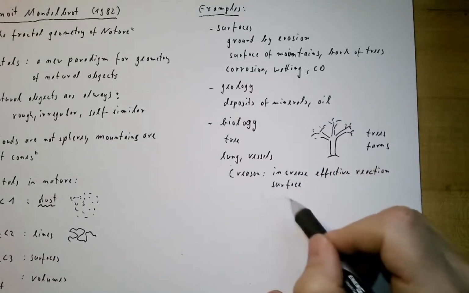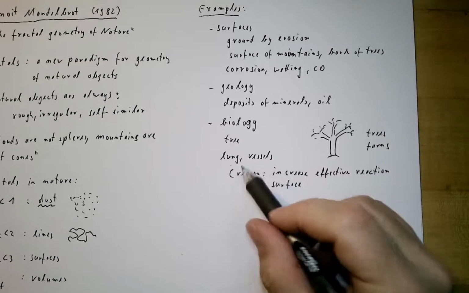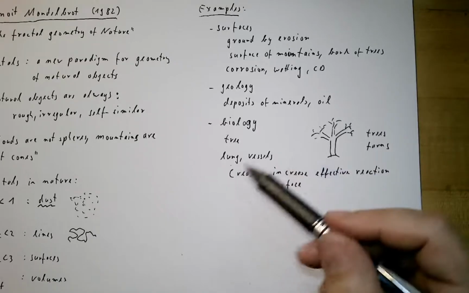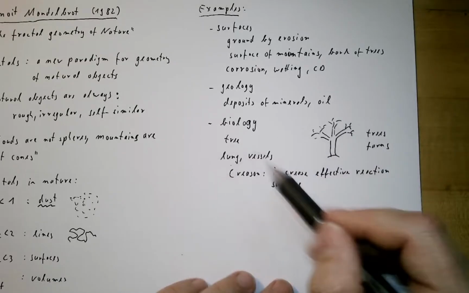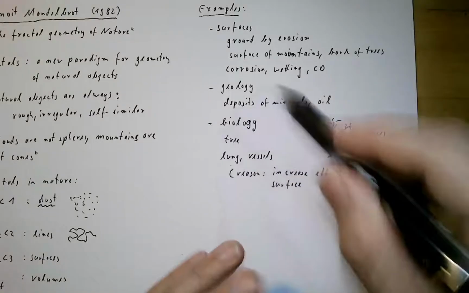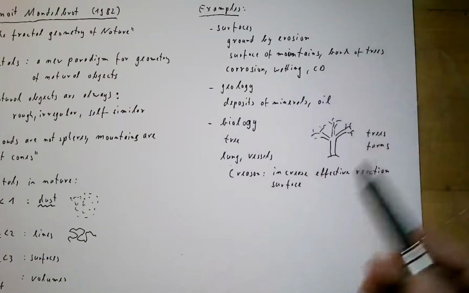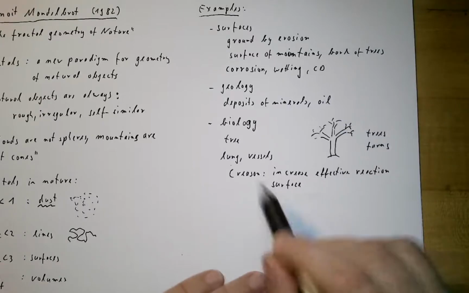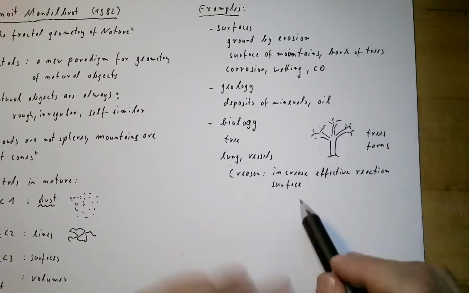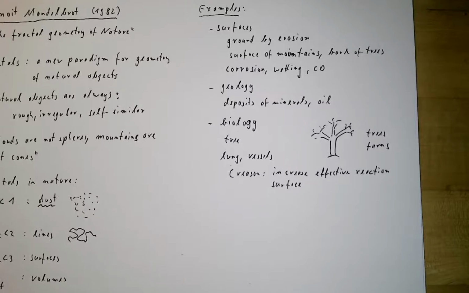Similar in our brain, if you look at the outer brain, in the cortex you have this very fractal geometry, so you can plug in a lot of effective surface in a small brain.